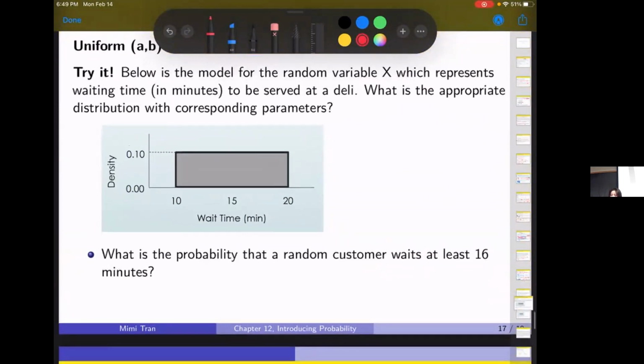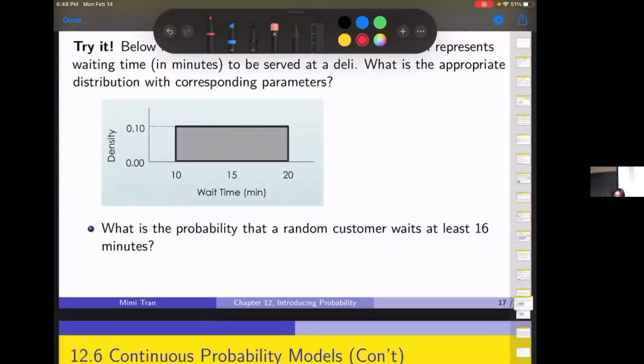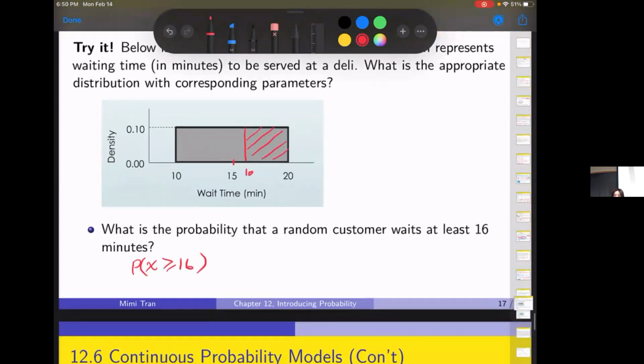What is the appropriate distribution with corresponding parameters? So waiting is from 10 to 20 minutes, with the mean of 15. What is the probability that a random customer waits at least 16 minutes? So when you read this problem, the first thing you do is write P of X greater or equal to 16. And now you draw. So here is 15, and 16 should be somewhere there. At least, so it's going to be the area on the right. How do I calculate this?